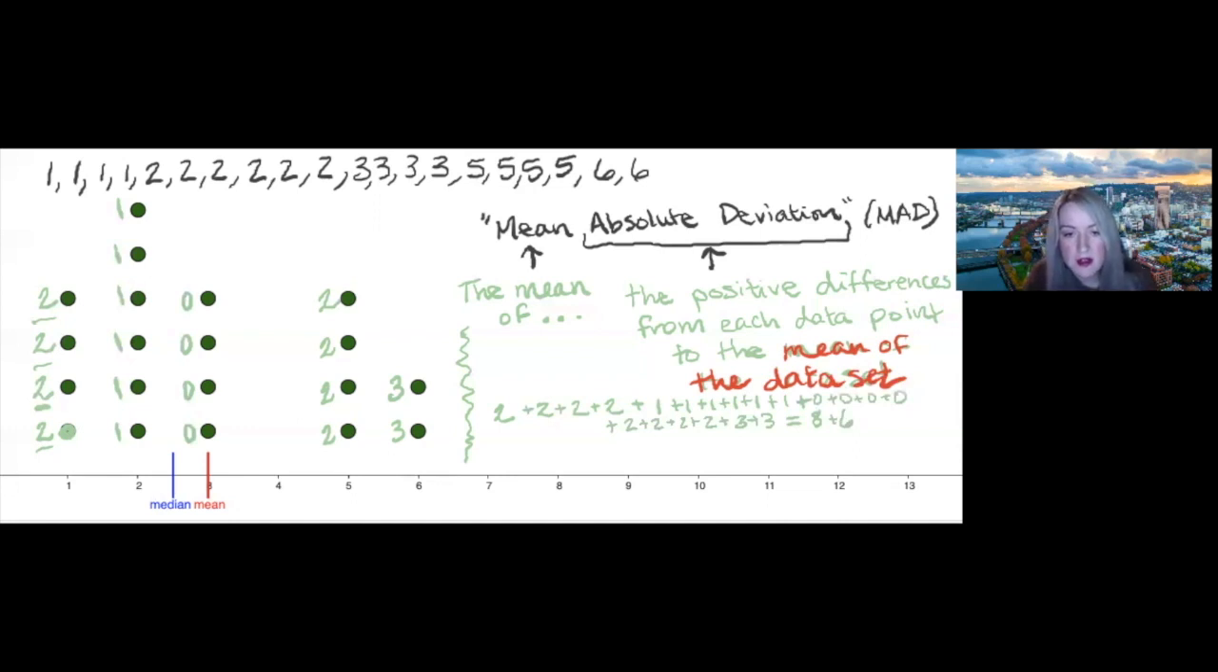I have all my zeros. That's 0. I have another set of 4 2s. So that's another 8. And 2 3s, which is another 6. Oh, that's kind of neat. 8 plus 6 plus 8 plus 6. Okay, so I'm going to think about this as 8 plus 8 is 16, plus 6 plus 6 is 12. So 16 plus 12 gives us 28.